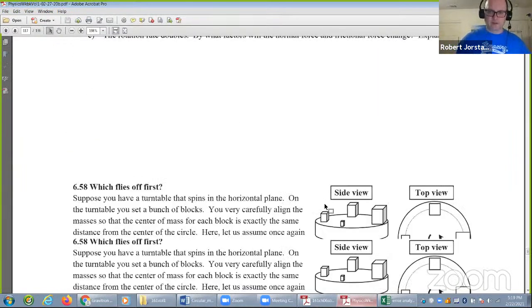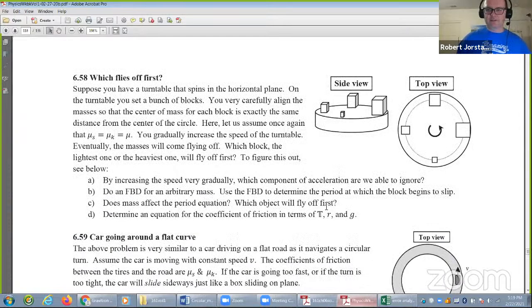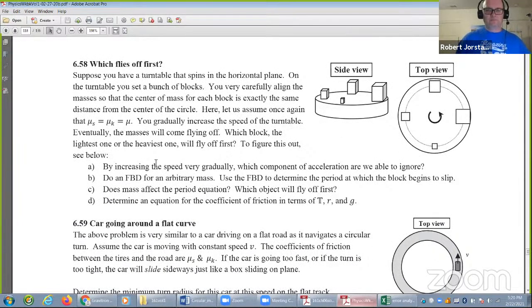Here we go. So next page, which flies off first? Okay, I'll let you have a second to read it. Okay. Put a bunch of blocks on here, different sizes. And let's just assume each block is the same distance from the center, as you can see in the top view. We've got some coefficients of friction. What's your gut tell you? You've got a heavy block and a light block. Which one do you think is going to fly off first?